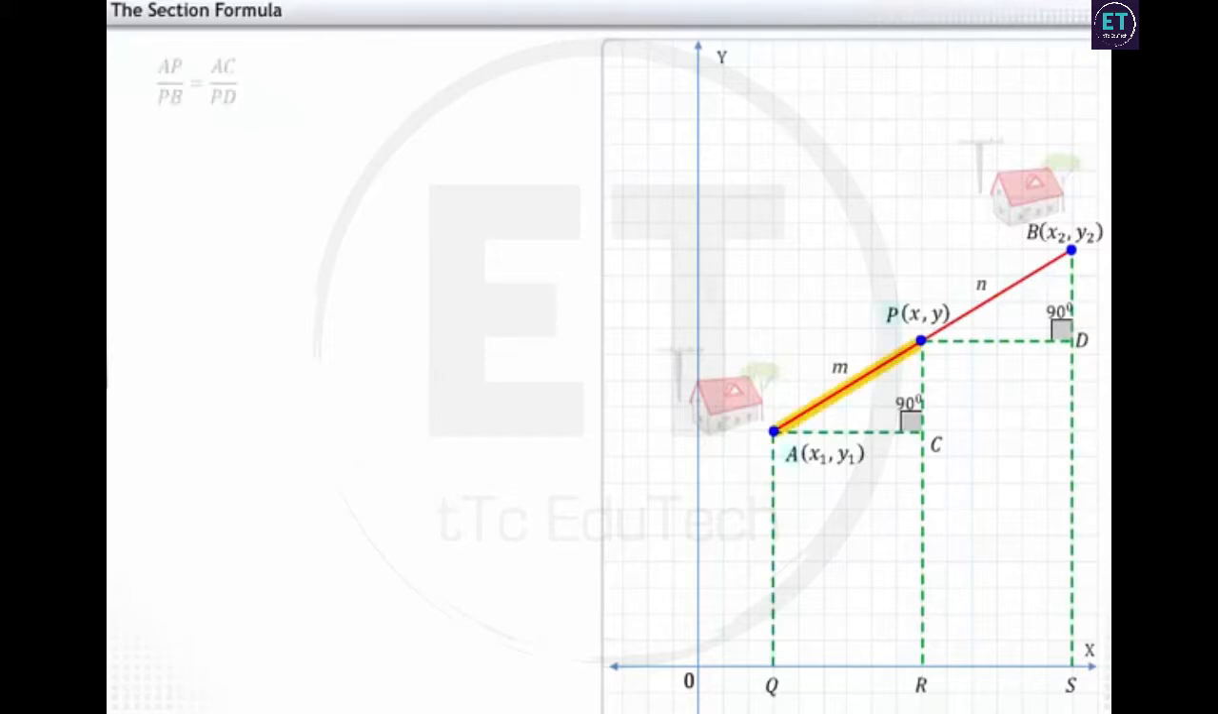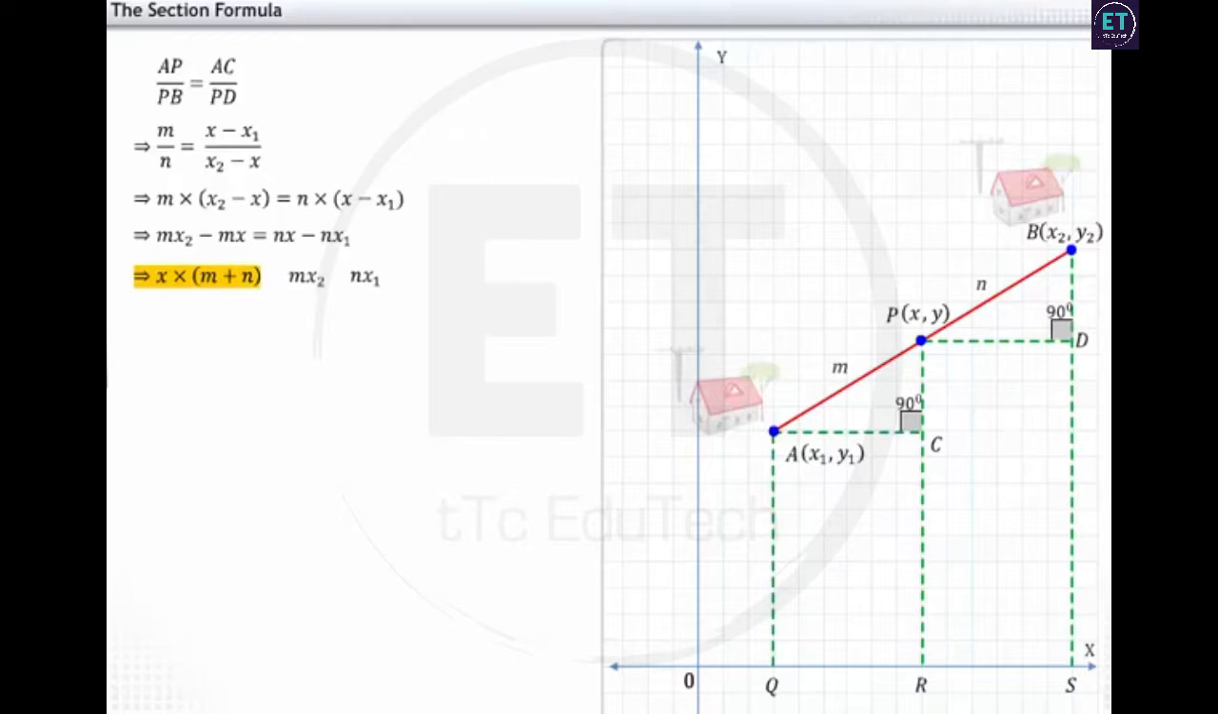Earlier, from equation 1, we get AP divided by PB is equal to AC divided by PD. Substituting the values of AP, PB, AC, and PD in the ratio of the corresponding sides, you get m divided by n is equal to x minus x1 divided by x2 minus x. Rearranging the expression, you get x multiplied by m plus n is equal to mx2 plus nx1. Simplifying the expression, you get x is equal to mx2 plus nx1 divided by m plus n.